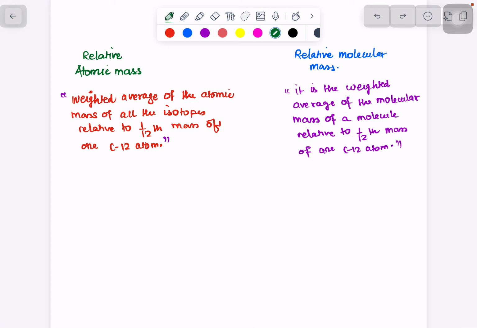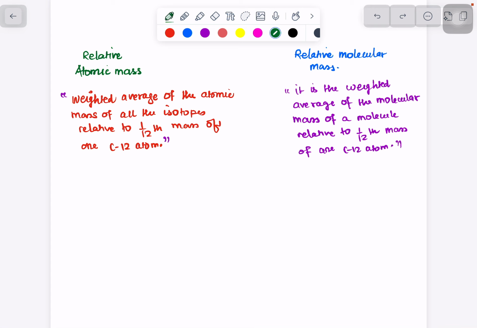Now, if you say atomic mass, it will have a unit. If you say relative atomic mass, it won't have any unit. It's relative, so we don't put units there.